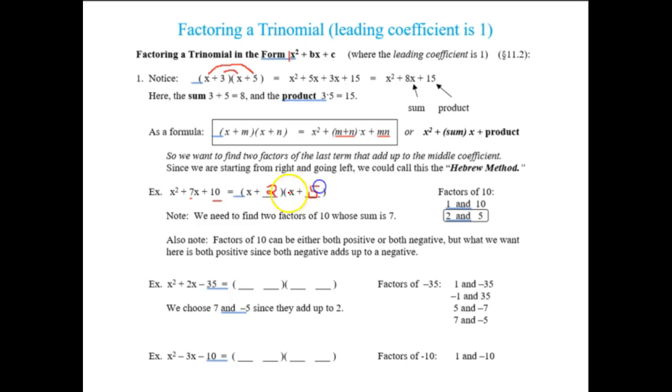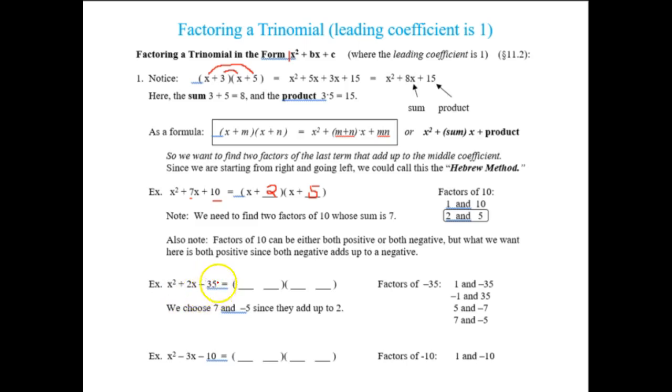All right? So if you FOIL that, you'll end up getting the same trinomial that we started with, x squared plus 7x plus 10. Now, we needed, in this case, both of them to be positive because everything was positive here. So we needed both factors to be positive. But you've got to be conscious of what happens if there's a negative sign in there. So look at this next example. x squared plus 2x minus 35.